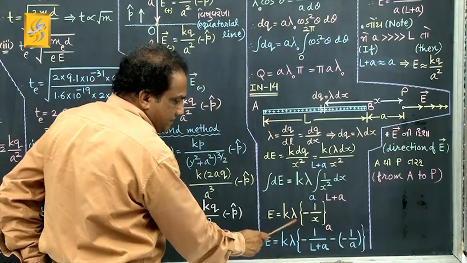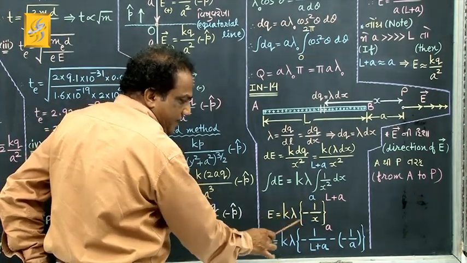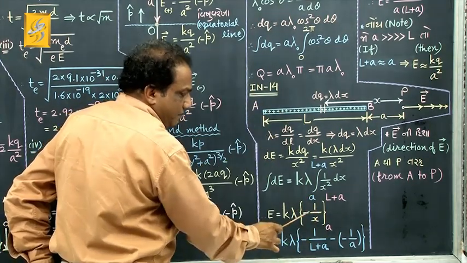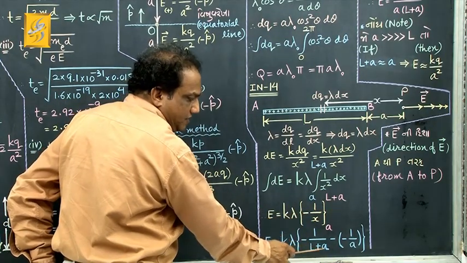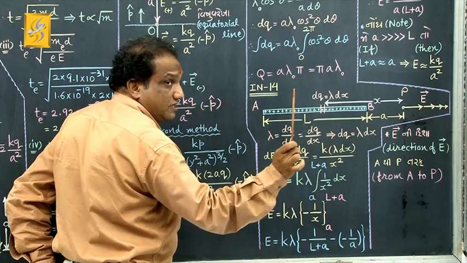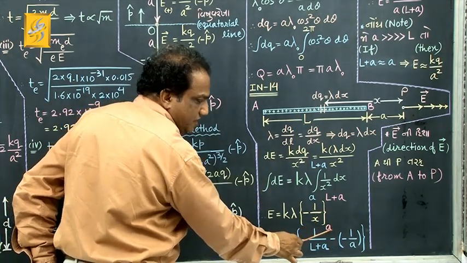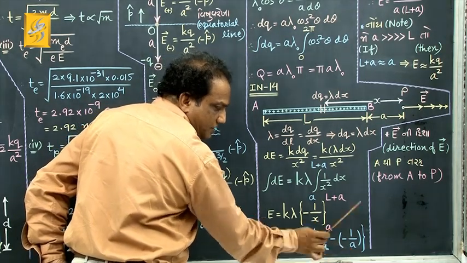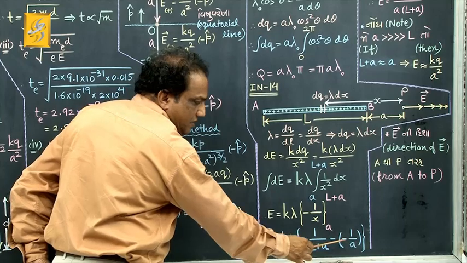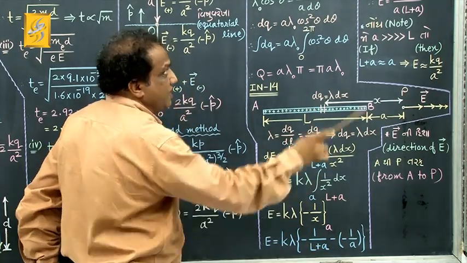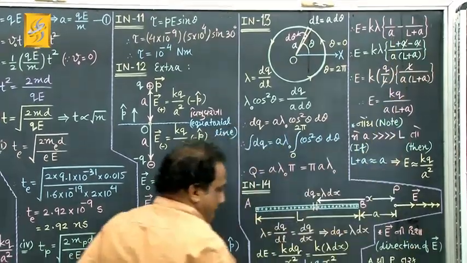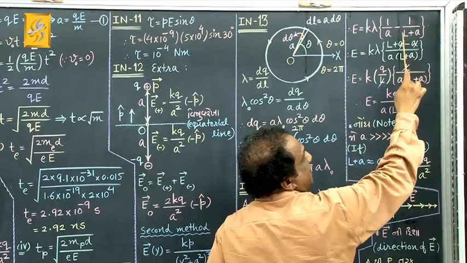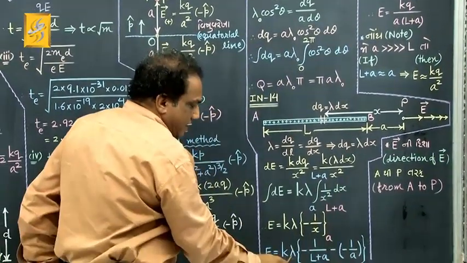Come on, k lambda as it is, correct? Now in this bracketed term, in place of x, you are supposed to write the upper limit first. Write it: minus 1 upon x, where the value of x is L plus a. After putting the minus sign, you must write the lower limit, that is, in place of x, you must write a. Minus 1 upon a, correct? Now tell me, minus minus is plus. So that positive term I am writing first, 1 upon a, correct? And minus 1 upon L plus a I am writing later on. And the outside term k lambda as it is.